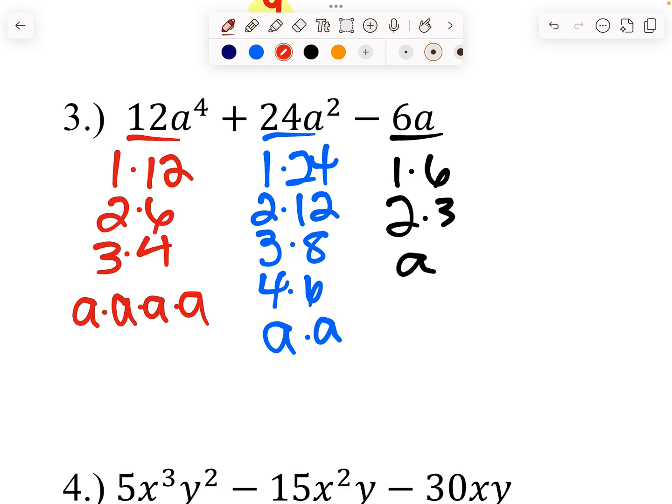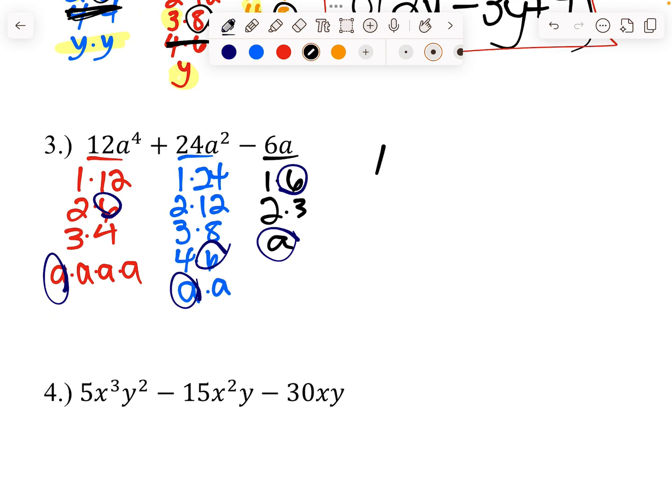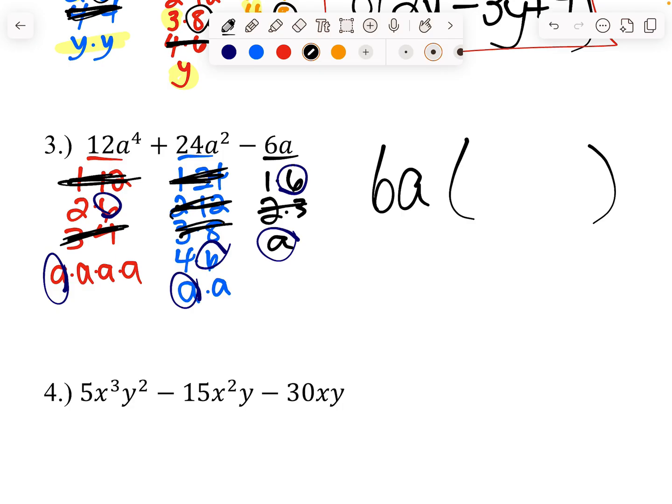Okay, so we're looking to see what is the biggest number that all three of them have, which would be 6. And they all have a single A. So GCF is going to be 6A, and then we're going to put what's left behind. So again, if you want to do the list, this is where you cross out all of the other combos that did not work to give you your numbers, the factors that didn't work.